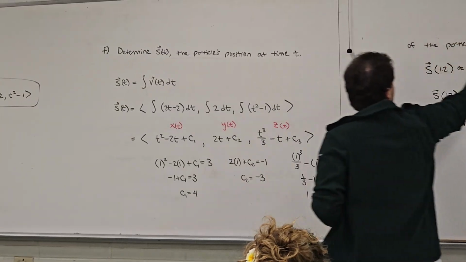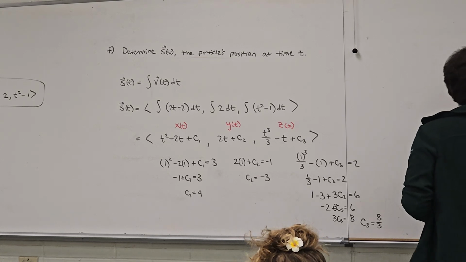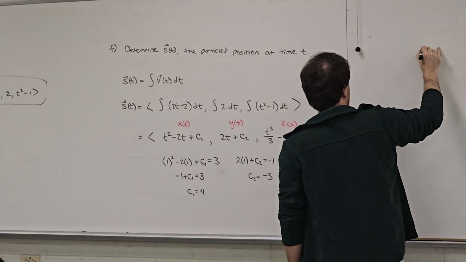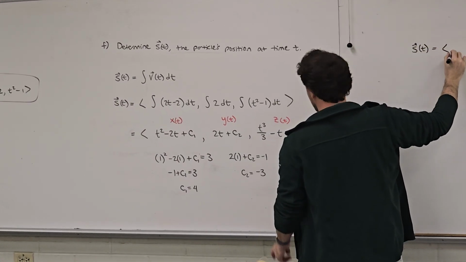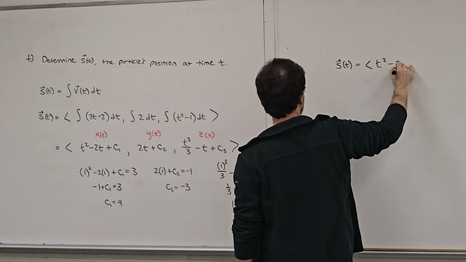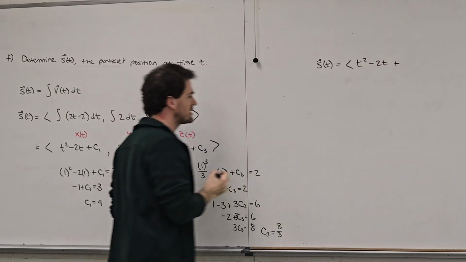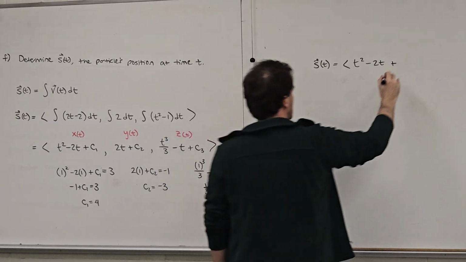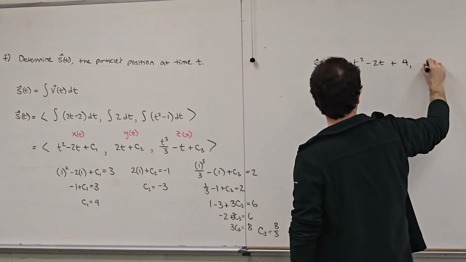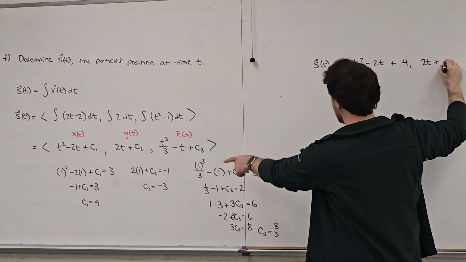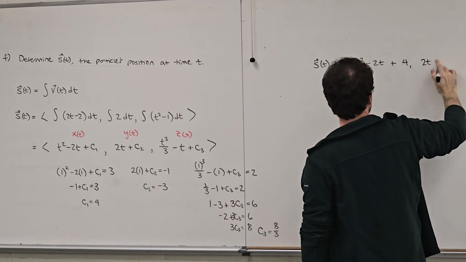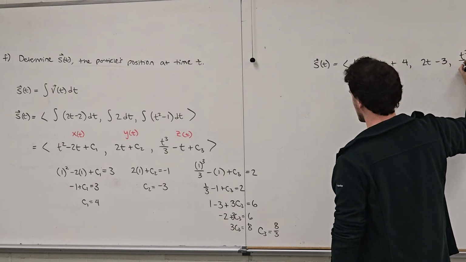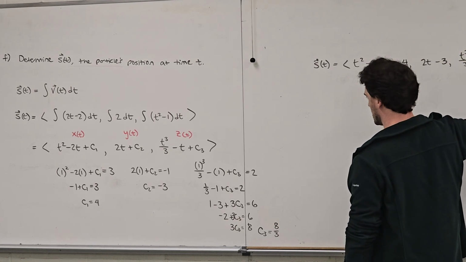Very last thing now, don't forget, we just have to plug it back in. So now I can say my position function is t squared minus 2t plus c1, yes, but we found c1 to be 4. Then we have 2t plus my c2 is negative 3. So you could just say minus 3. And lastly, t to the third over 3 minus t plus 8.